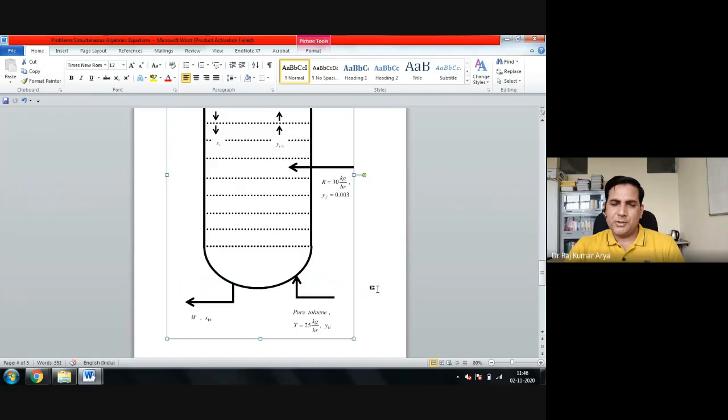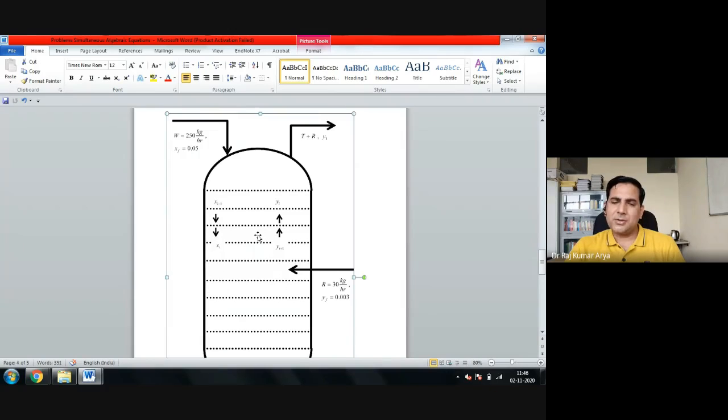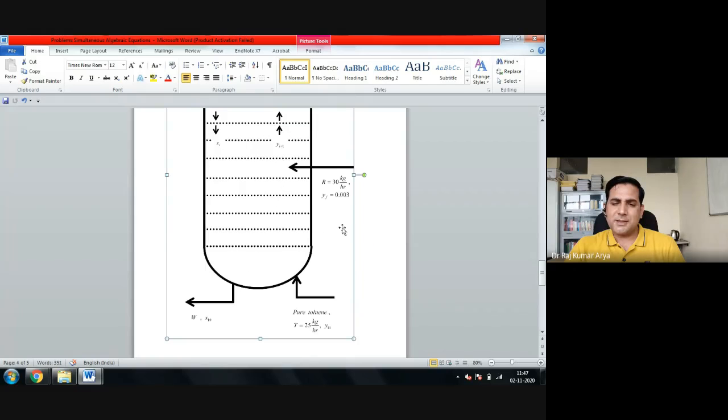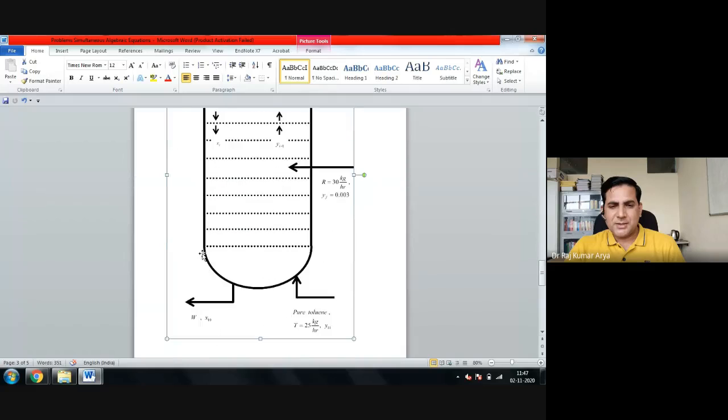So pure toluene you are pumping from the bottom. And what is toluene doing actually? Toluene is extracting your aniline from the water phase. So you have water here with its feed composition 0.05. Here you are just feeding R. What is R here? R is actually your raffinate phase, so you are continuously feeding it here. That is plate number 5.